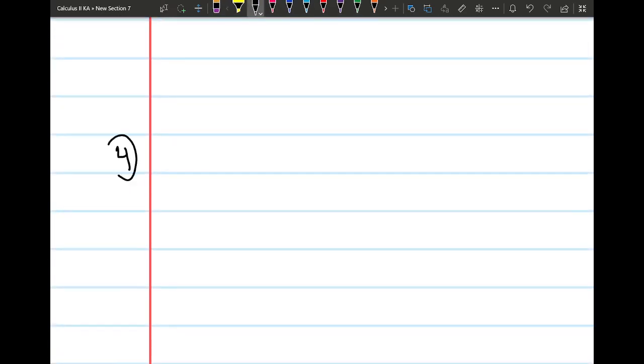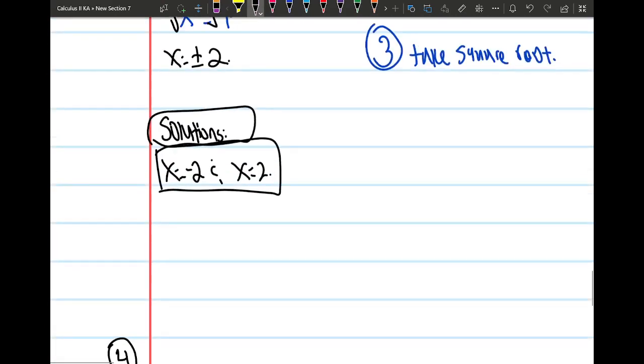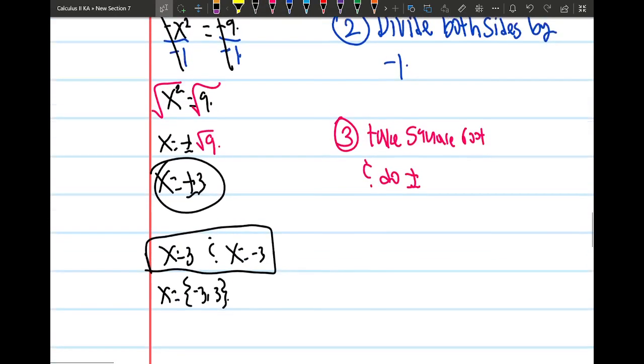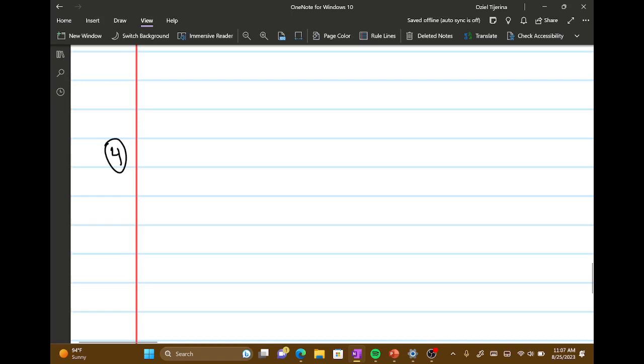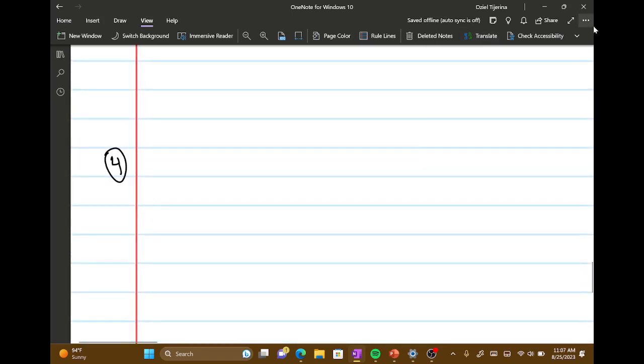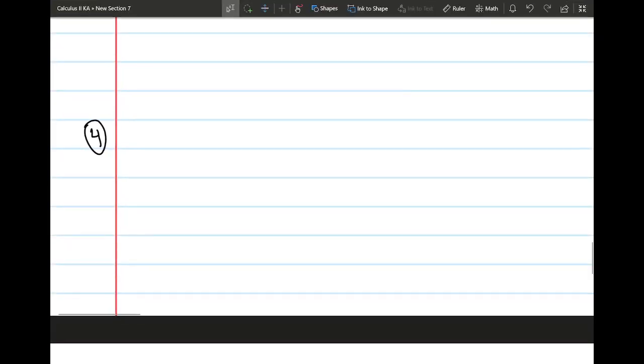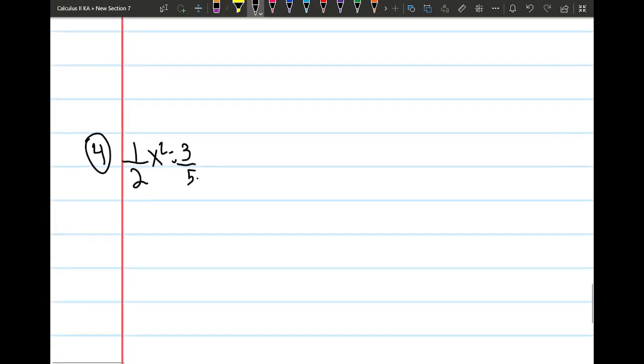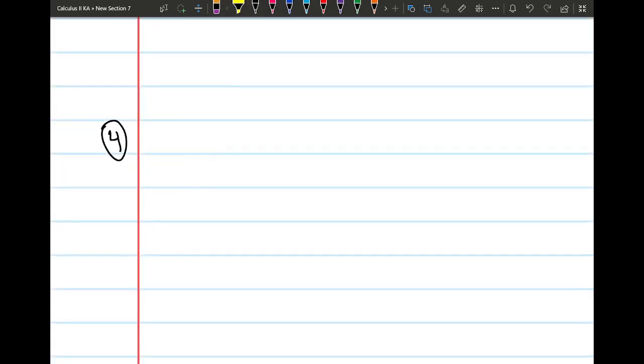Now, number 4. So we're almost done. So number 4, let me go ahead and see. Alright, so number 4 is a little bit tricky. We have 1/2 x squared equals 3/5. So we want to be careful with this one. Let me just write it a little bit over here.